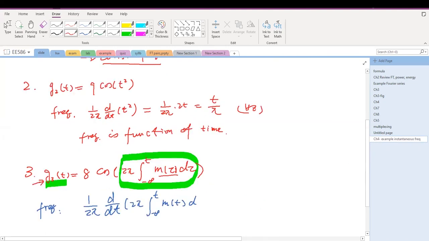Now let's look at g3. g3 is 8 cosine 2 pi, and I do an integral here from minus infinity to t. The integrand is m of tau. So m of tau is a function. So what's the instantaneous frequency? We take the derivative of the angle. The angle, that's this portion now. We take the derivative of the angle and divide it by 2 pi. So I put it here.